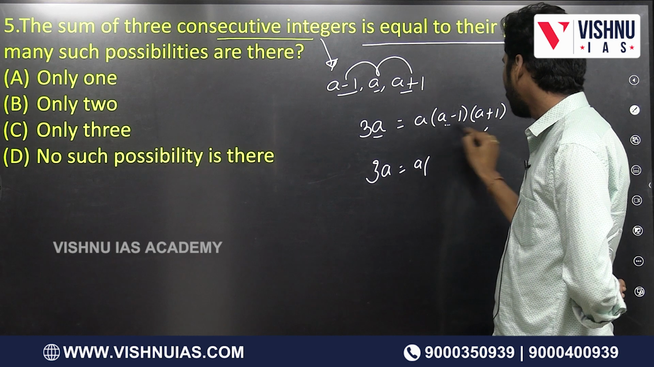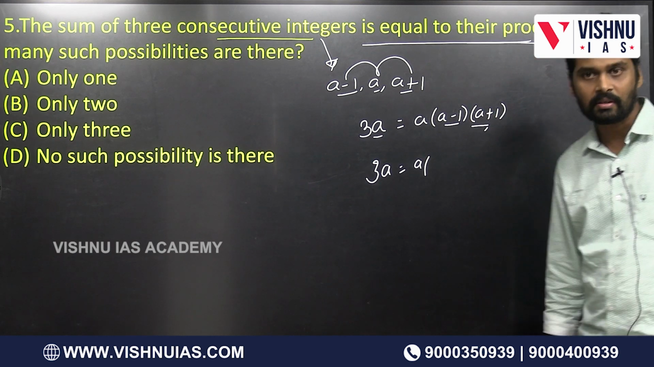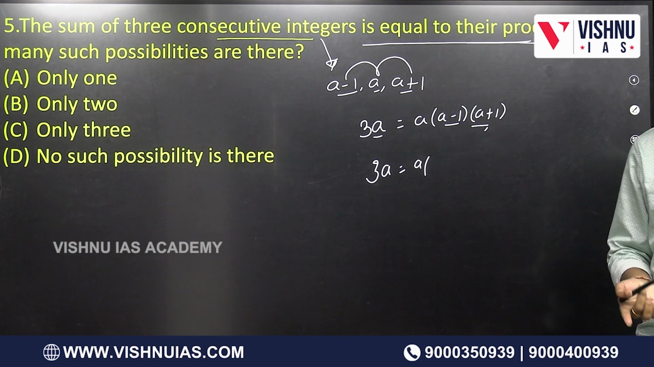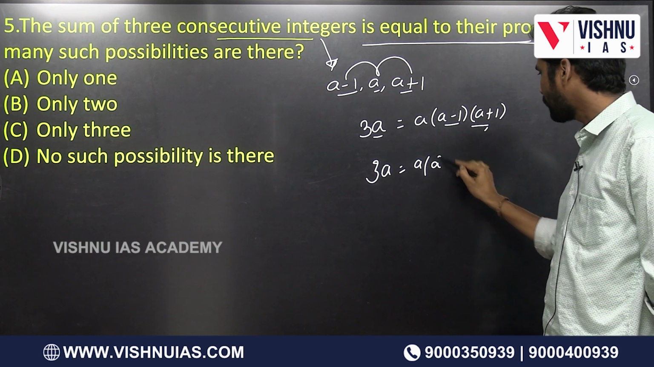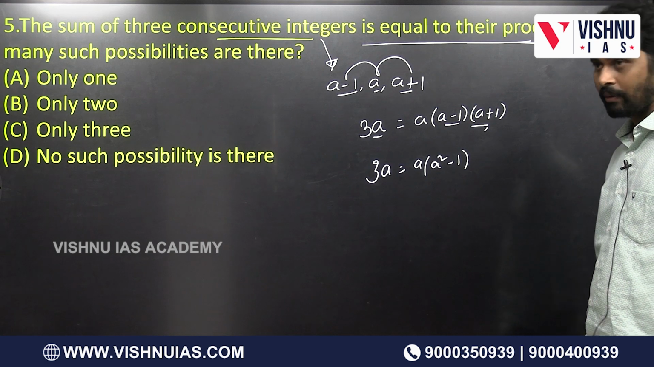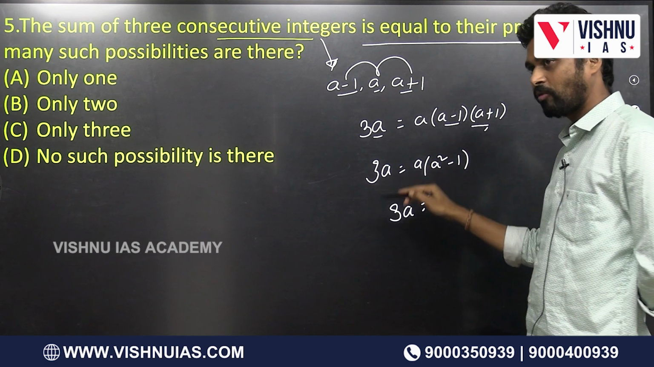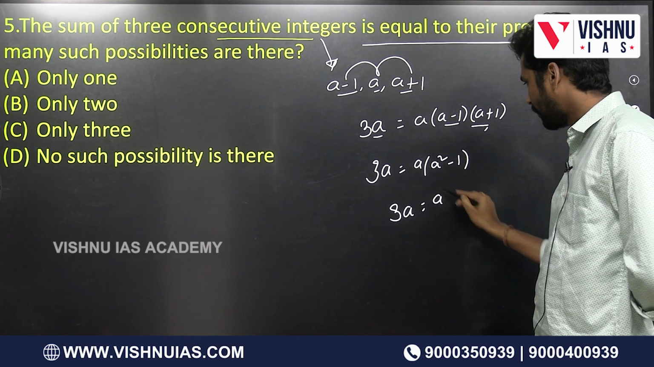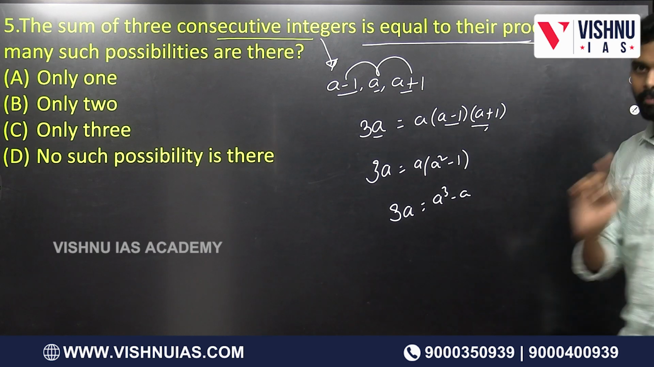So now you see that (a minus 1) into (a plus 1) means (a plus b) into (a minus b), right? So what is the formula? a square minus b square. So which means a square minus 1. 3a is equal to, of course you can cancel out, but before that you write this one, a cube minus a.